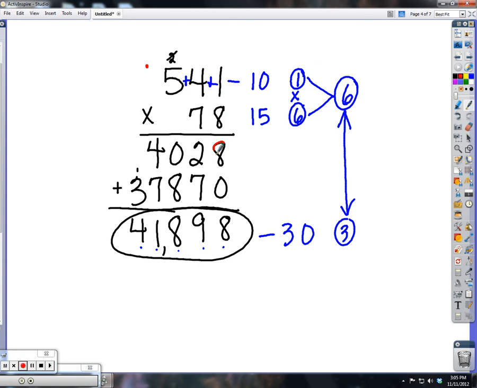8 times 1 is 8. 8 times 4 is 32. Put down my 2. I need to carry my 3, but if you notice, I did not carry my 3. This is where I missed my problem. And that is yet again another very simple yet careless mistake that many students make. They forget to carry the number over to the next column.